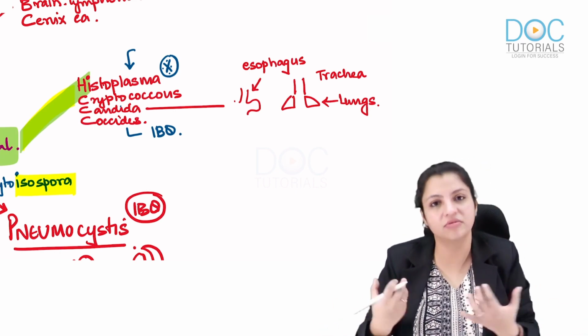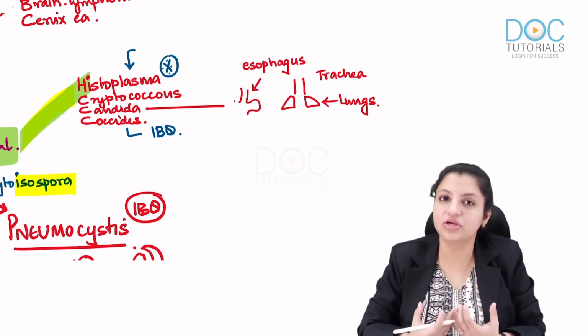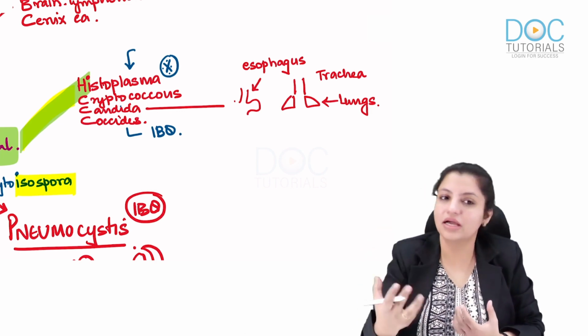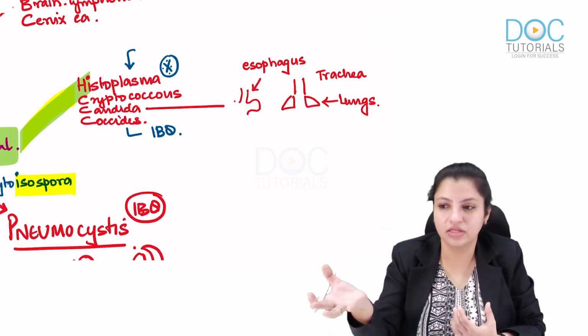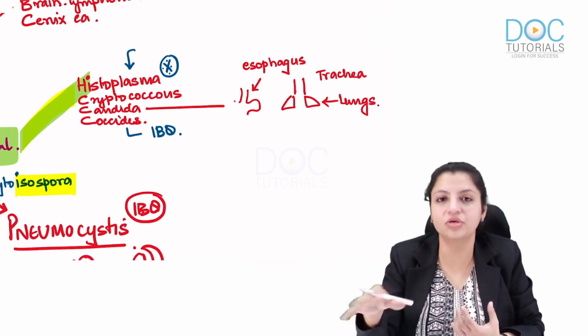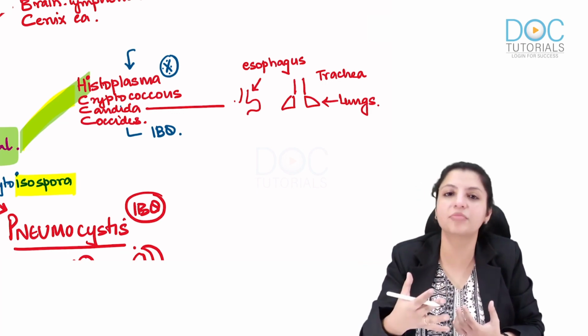Histoplasma usually occurs in the blood, bone marrow, or in the lung. It can occur usually anywhere, it can be disseminated also, and it can present as oral lesions also. Recently I had a case, I think day before yesterday only, of a 35-year-old man, post COVID, who came to me with oral lesions, and after that he started presenting with persistent pancytopenia.